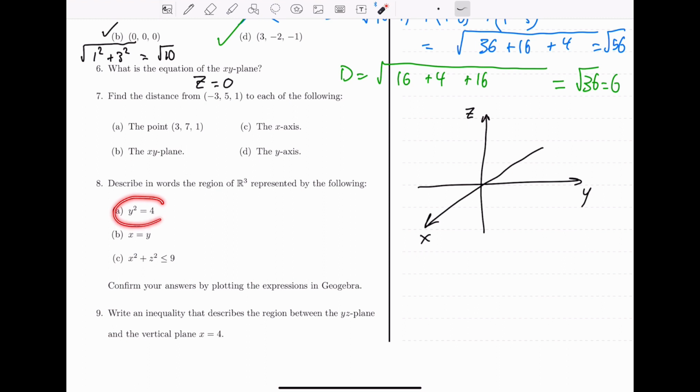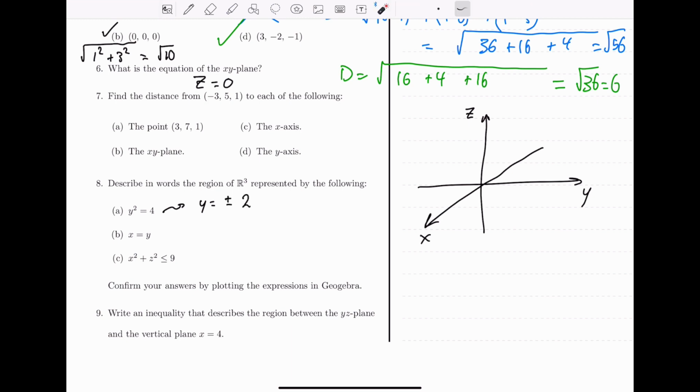So first of all, look at y squared equals 4. What region in 3 dimensions does this describe? Well, we could solve for y here. If we solve for y, we could take the square root of both sides. So we'd get y equals the square root of 4, but we have to do plus and minus because we are introducing the square root.